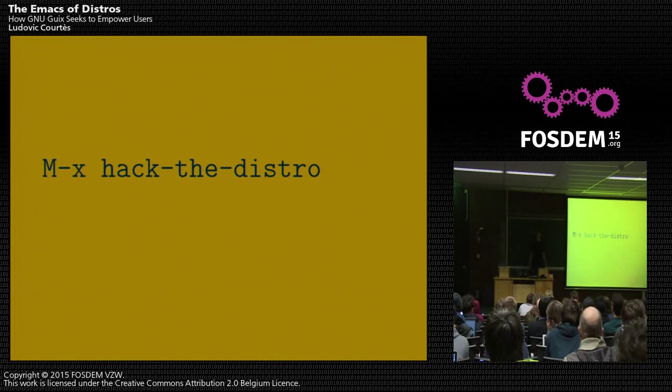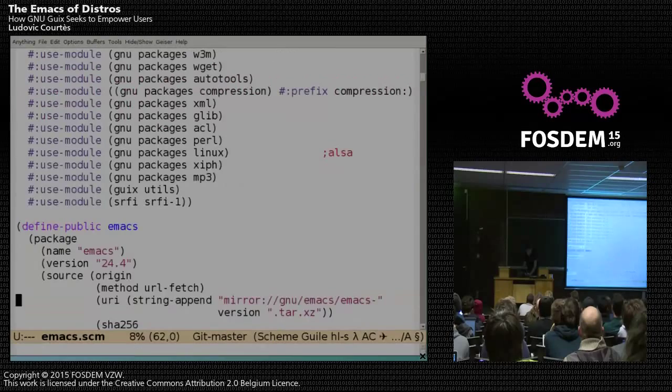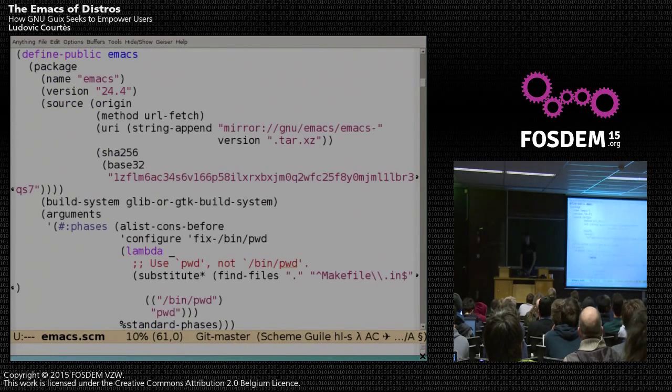Okay, so I said we were supposed to talk about hacking, so let me show a little bit how a user can hack Guix. So what do we have? Okay, let's take, for instance, the definition, the recipe for the Emacs package. So it looks like this.